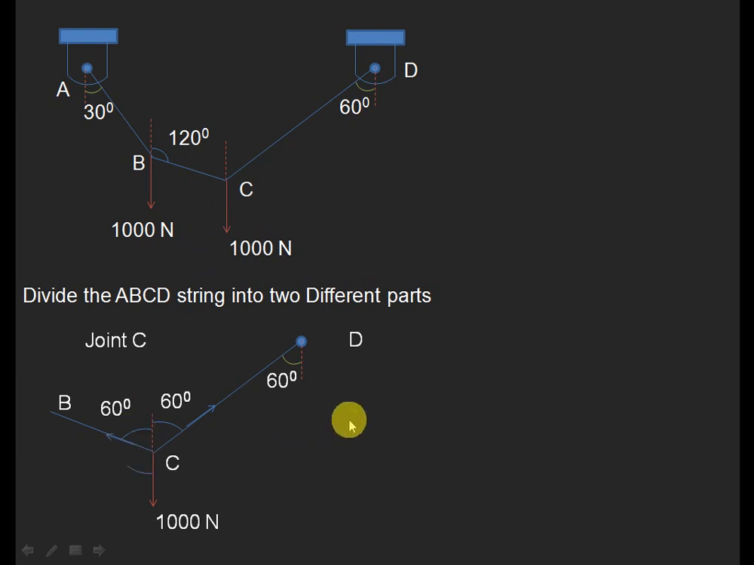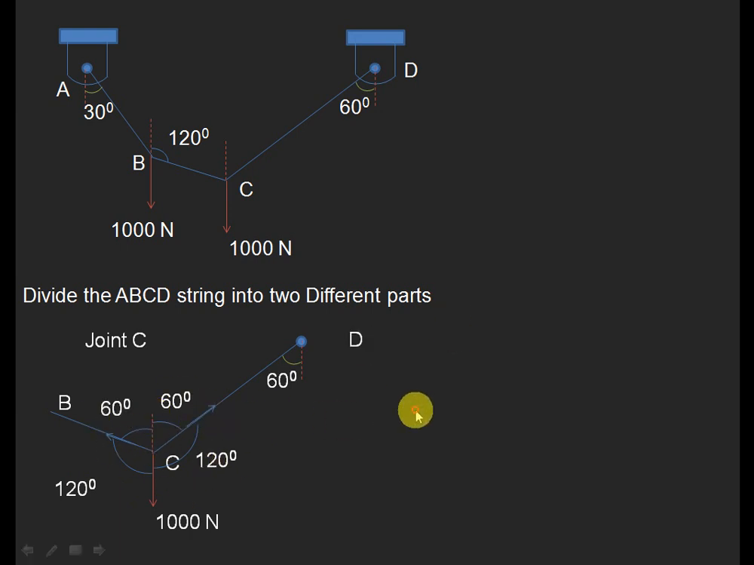Similarly, we need to find this one, 120 degrees ultimately. Because I just told you this is 120, this will also be 120. Next we need to find this one, the angle between the 1000 load and the CD string. Already it is 60, so the total is 180, and 180 minus 60 will give you again 120 degrees. So all the angles of inclination are the same, only 120 degrees.